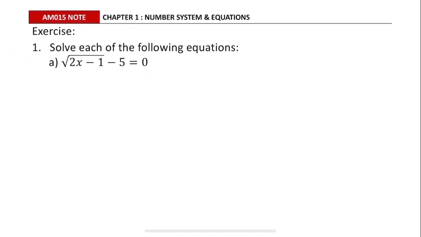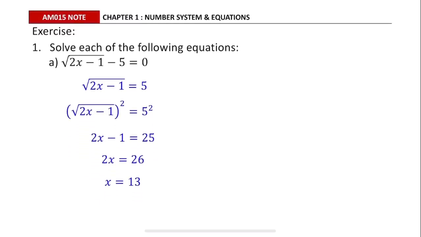Question 1a is to solve square root of 2x minus 1 minus 5 equals 0. This equation only has one surd. So the first step is to make sure only the surd is on the left side. Then squaring both sides will eliminate the surd. After that, we can solve for x, where x equals 13.